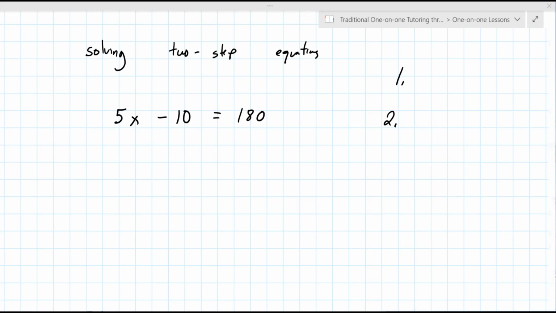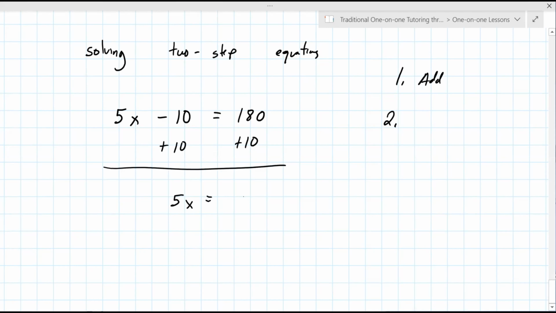Okay. So, two-step equations. 5x minus 10. Okay, the 10 is going to be adding. You're going to add 10 to both sides of the equation.